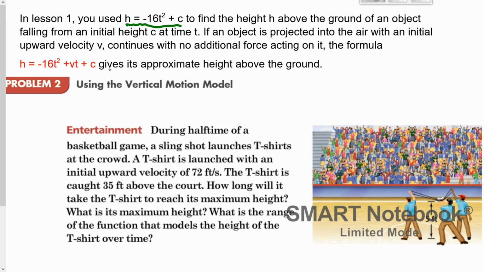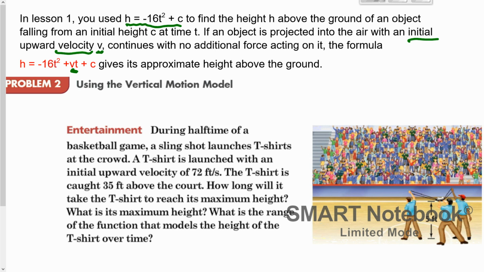But here, since now we have a b, we have this vt in the middle. Before, c just represents the height of dropping of an object, what height it was. And t stands for time and h stands for height. Now, since it's a little bit more complicated, we have that b. So here we're actually shooting a projectile in the air, and we have this initial velocity of v, okay? And c stands for the initial height.